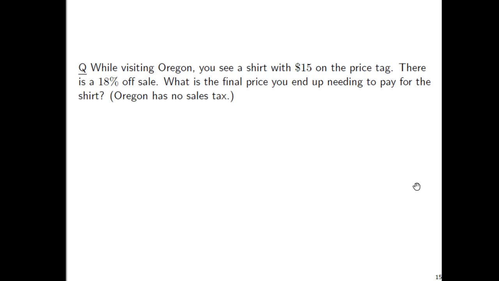Okay, let's look at this. While visiting Oregon, you see a shirt with a $15 price tag on it. There's an 18% off sale. So what's the final price you end up needing to pay for this shirt? By the way, please note that Oregon has no sales tax.